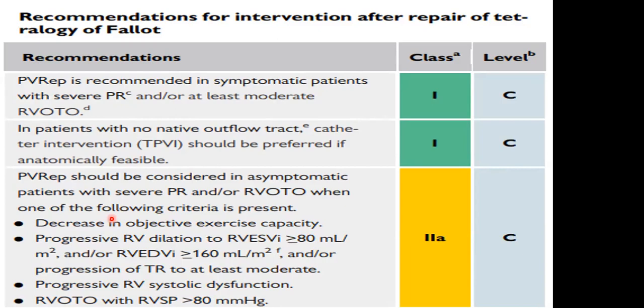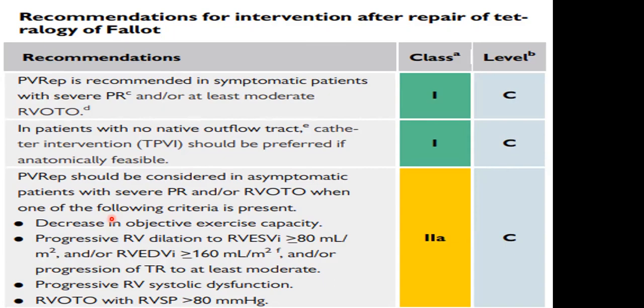Then also, if the patient has a progressive right ventricular dilatation, here we have the right ventricular end systolic volume index greater than 80, or the right ventricular end diastolic volume index greater than 160, and/or progression of tricuspid regurgitation to at least moderate, that patient meets the criteria for pulmonary valve repair. Or the patient has a progressive right ventricular systolic dysfunction, maybe the TAPSE is less than 1.7 with severe pulmonary regurgitation and then pulmonary stenosis. That patient will need a pulmonary valve repair.